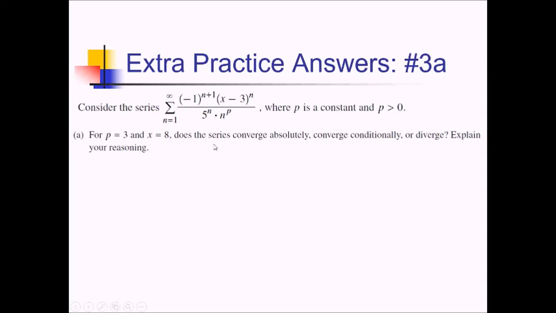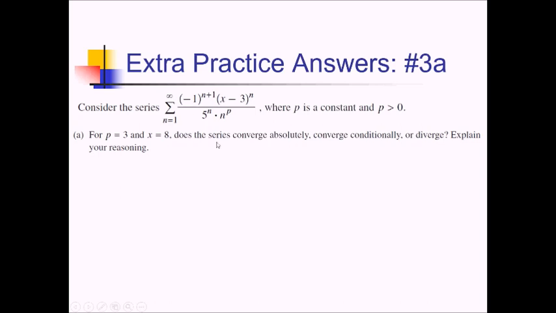So for this free response, we have this series here, which looks kind of weird. For one thing, we've got a random p-value in there, which we don't even know what it is, other than it's greater than 0. But we're going to work with this. For the first part, they're giving us a p-value of 3 and an x value of 8. And they want to know if that resulting series converges absolutely, conditionally, or if it diverges.